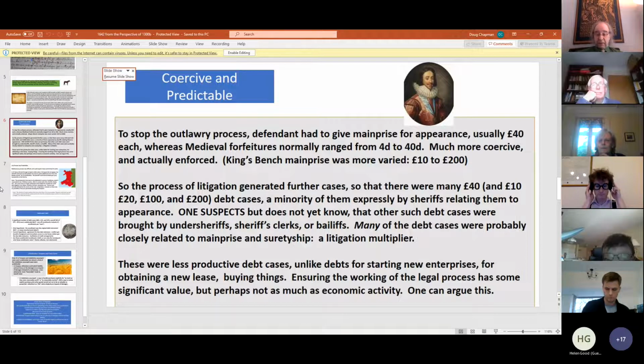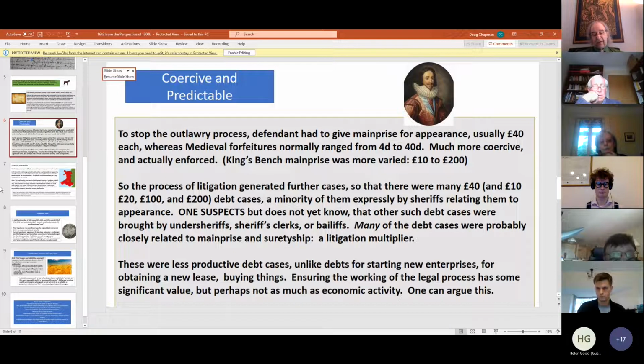That changed dramatically once you got to eliminating the reality of the earlier pieces of mesne process, because at exigent, when you sent down the sheriff to stop the exigent process by giving mainprize that you would show up in court on the right day, the mainprize in the Court of Common Pleas was usually 40 pounds. And there's a cascading effect, because the defendant would have to give mainprize for the 40 pounds, and he would also have to find 2 mainpernors who would similarly commit to 40 pounds.